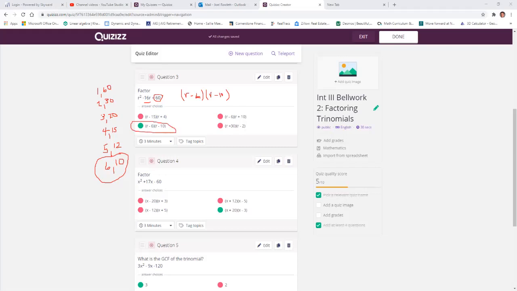And let's check this. I want to do this FOIL thing. So r times r is r squared. That's good. That's the original. That's the first term. Then I have negative 10r minus 6r. That's negative 16r, which takes care of the second term. And then finally, a negative 6 times a negative 10 is positive 60. So that did check.